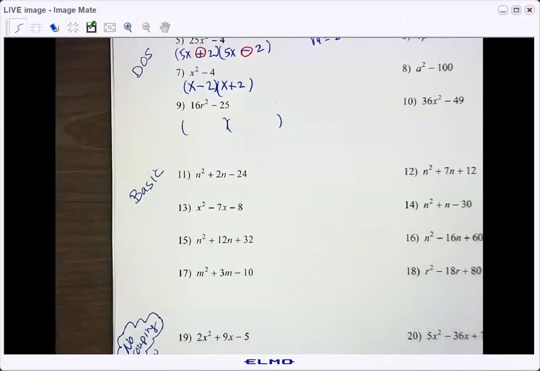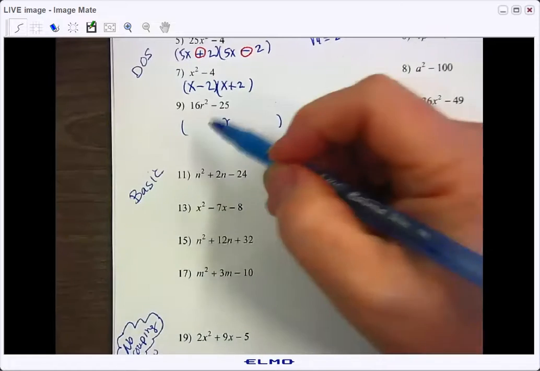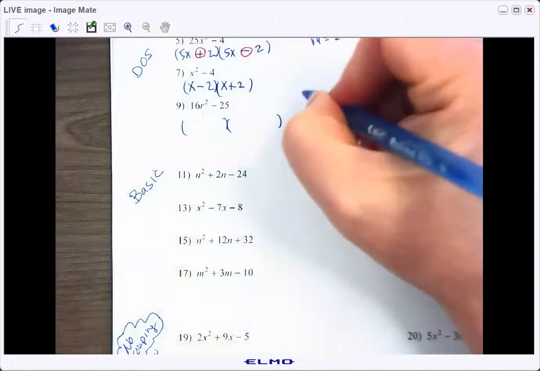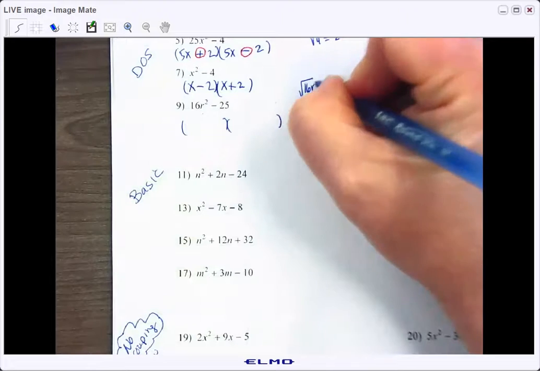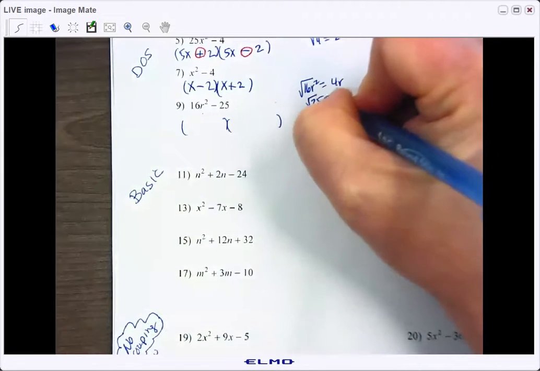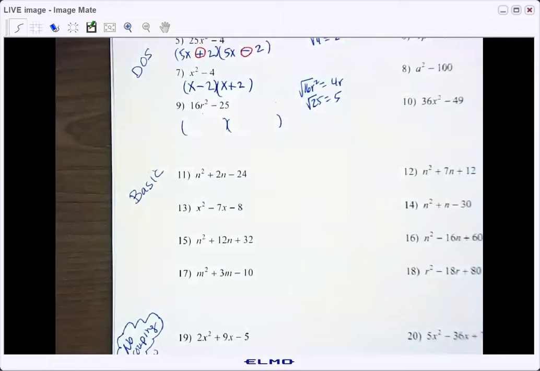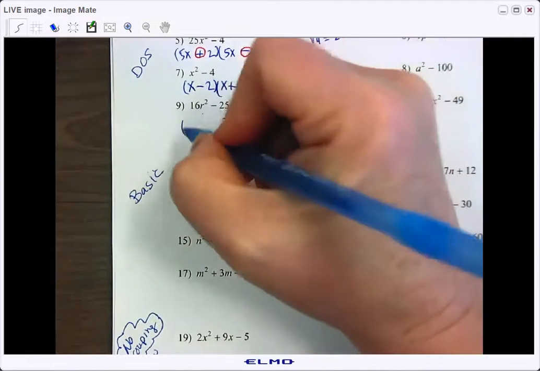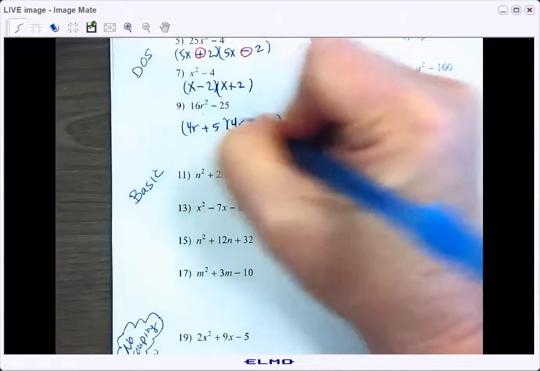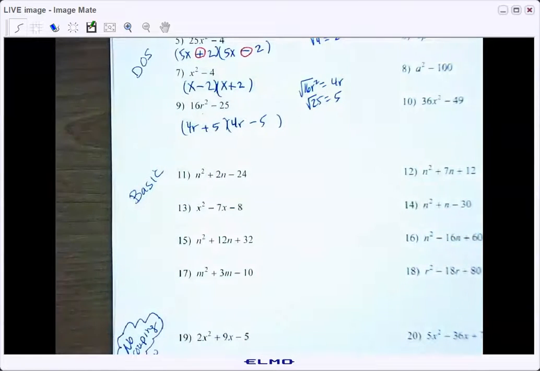Okay, good, nice. Because we have to square a 4r. So we're looking at the square root of 16r squared is 4r, and the square root of 25 is 5. Okay. So we have 4r and 4r, plus 5, minus 5, and you're done.